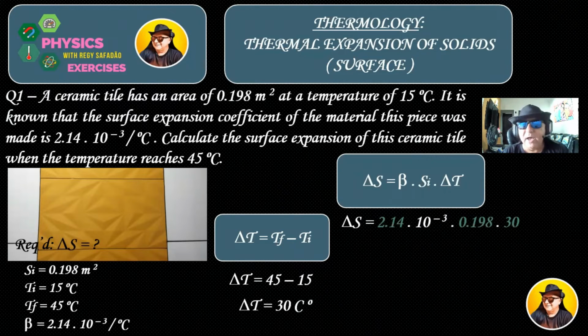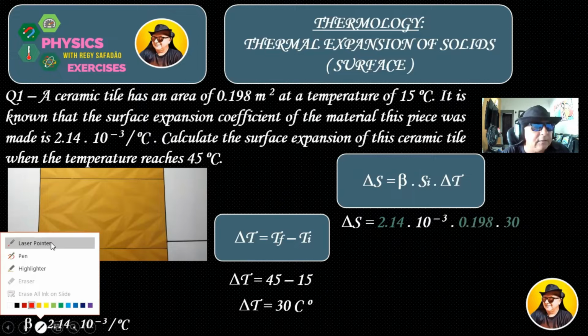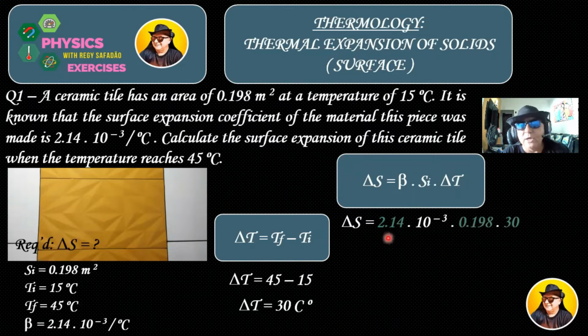Well, I'm sure you have realized that... just one second. Let me get a laser pointer. Okay, so I'm going to multiply 2.14 by 0.198 and by 30. This is why I wrote them in gray, in order to call your attention. Okay, so let's multiply. And so delta S is 12.712 times 10 to minus 3.